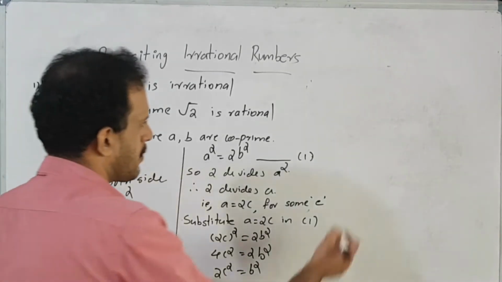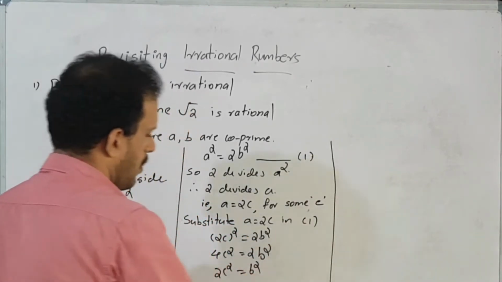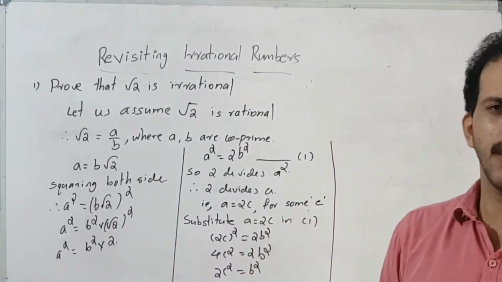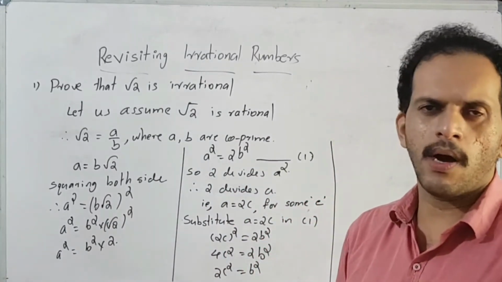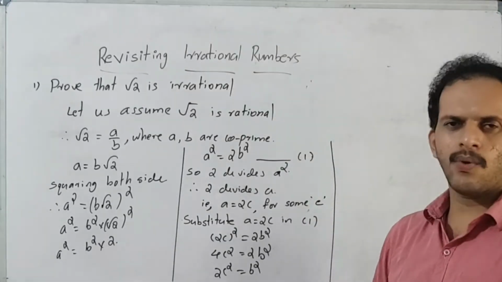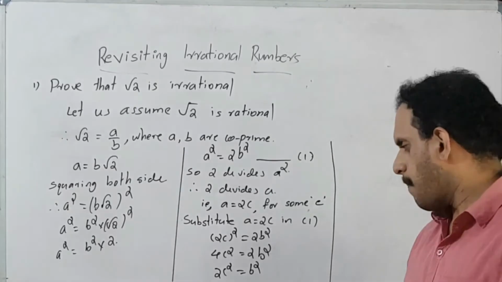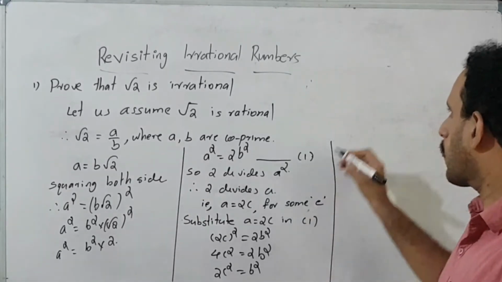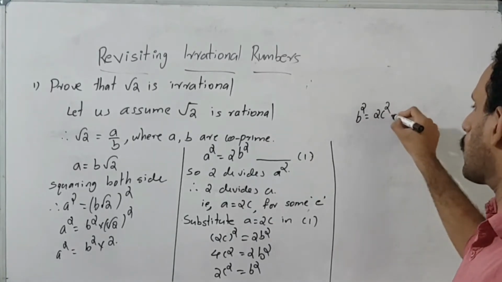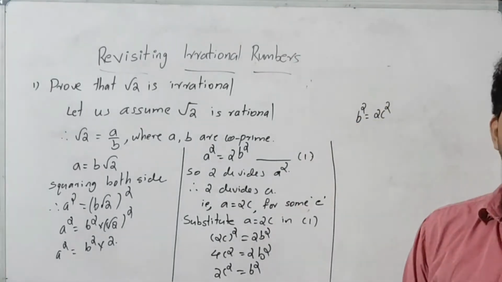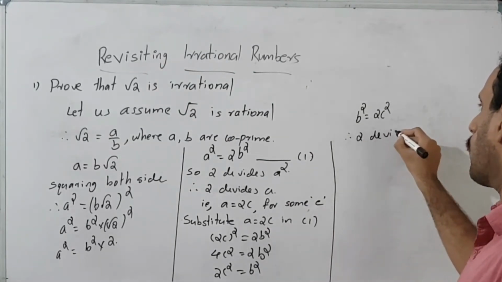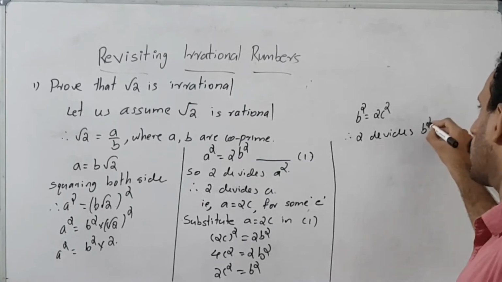Okay, then we are writing the next. b square is also a product of 2 means b square can be divided by 2. Right? We got that b square is a product of 2. b square is equal to 2c square means b square is a product of 2. That means 2 divides b square.